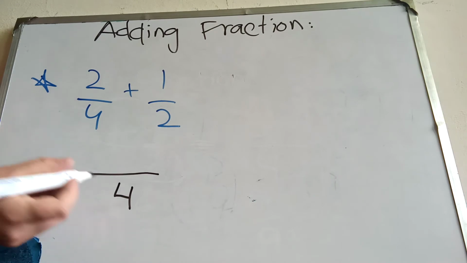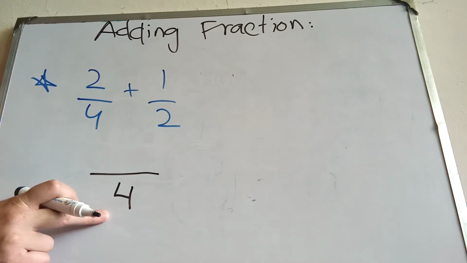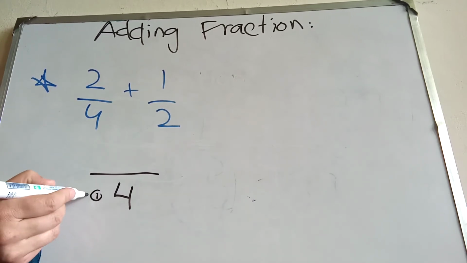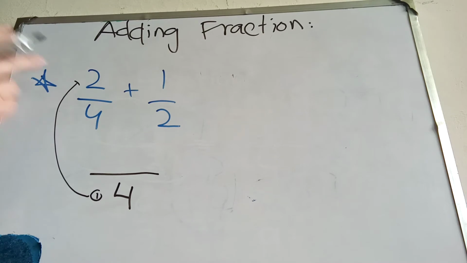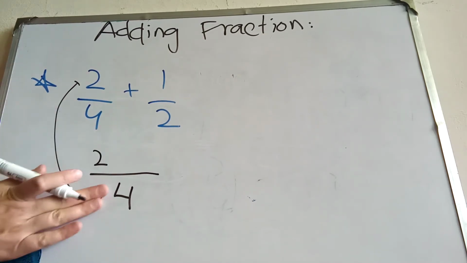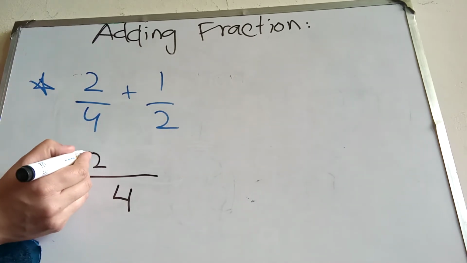Now here what we will do, 4 times 1 is 4. We will multiply this 1 with the numerator. That is 1 times 2 is 2. We don't have to mention it. Just write the answer 2.